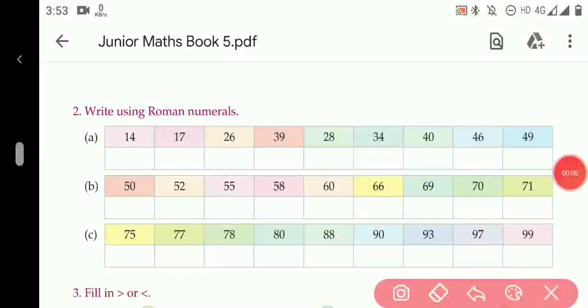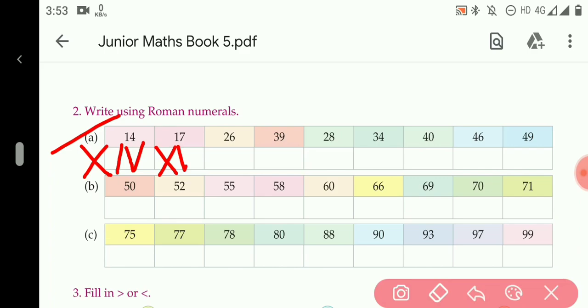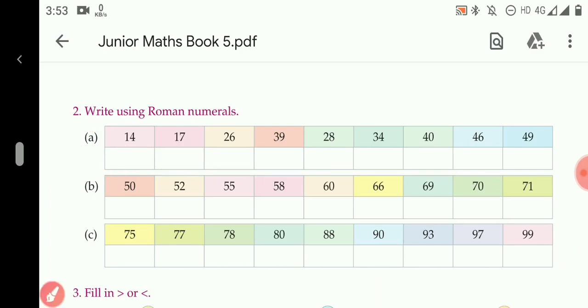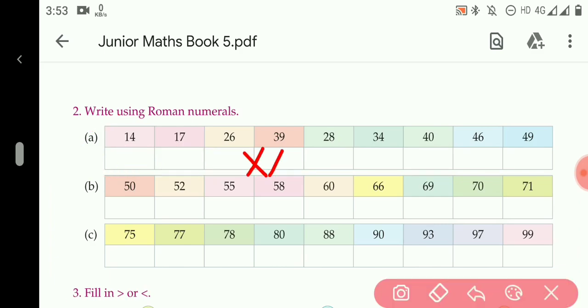In the second question, you have to write the numbers in Roman numerals. A part: 14. 14 is written as XIV. 17 is written as XVII. 26 is written as XXVI. Then 39 is written as XXXIX. Then 28 is written as XXVIII. Then 34 is written as XXXIV.